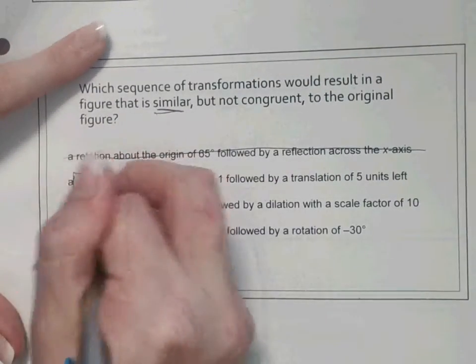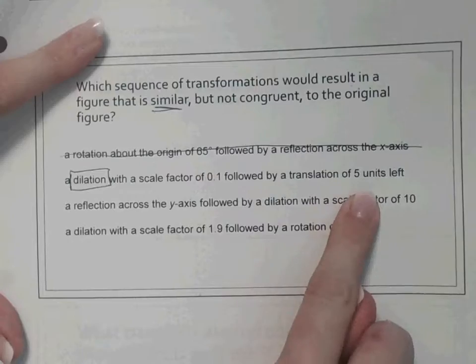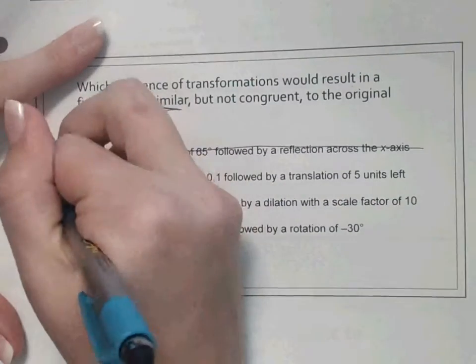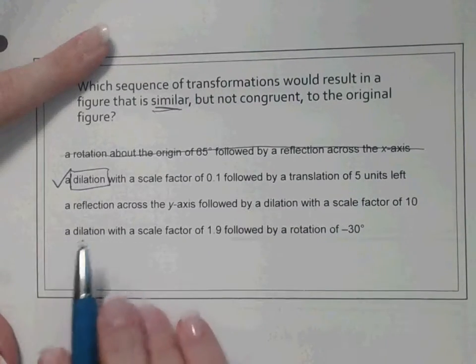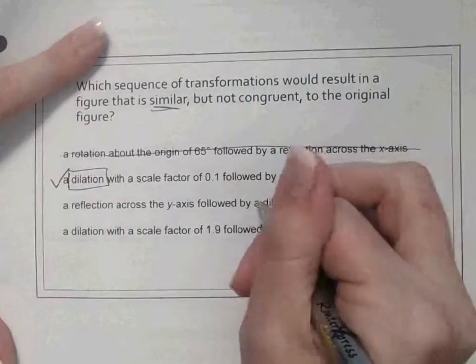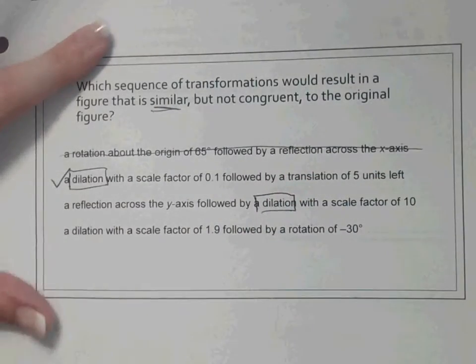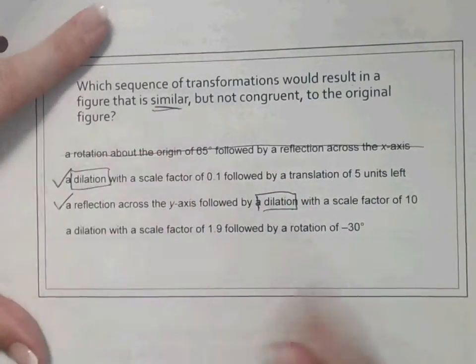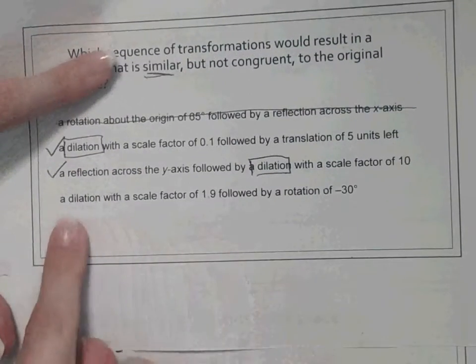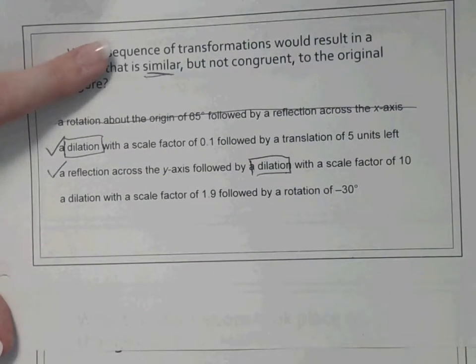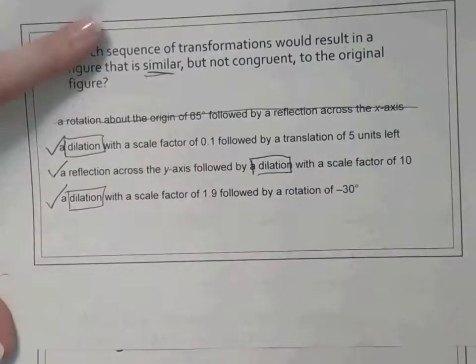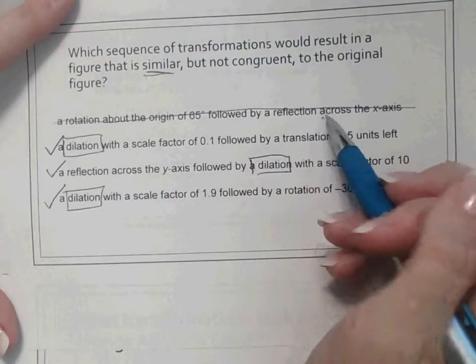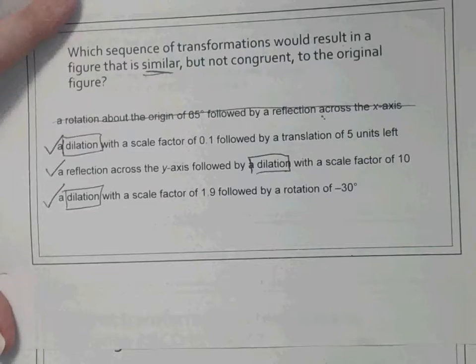This one has a dilation followed by a translation. So since it had a dilation, that one would be similar but not congruent. A reflection across the y-axis followed by a dilation with a scale factor of 10. So because it had a dilation, it's similar, not congruent. A dilation with a scale factor of 1.9 followed by a rotation. So that one did have that dilation, so it is similar. Okay, the only one that would be congruent is one that just rotated and reflected.